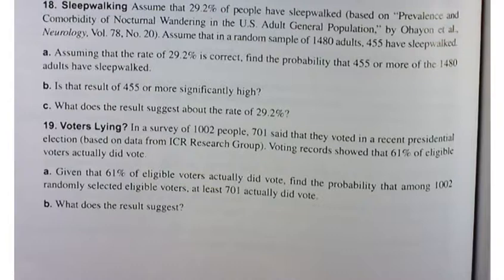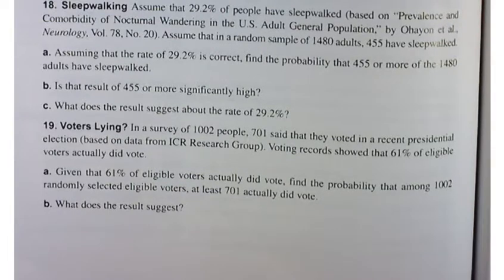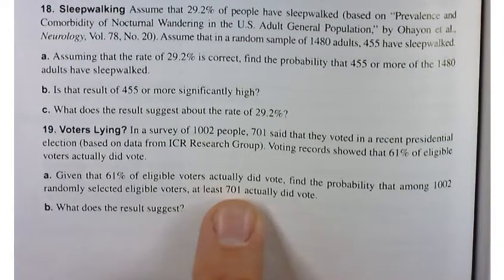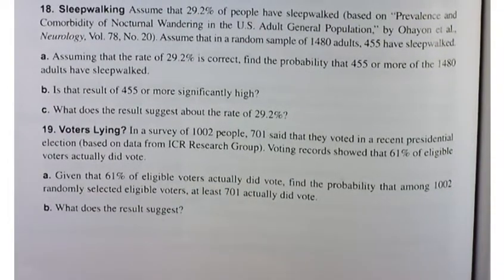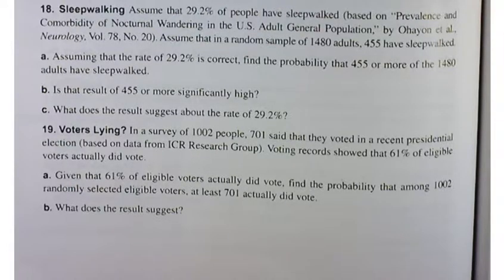Now, to actually calculate the probability that at least 701 actually did vote, you'd have to find the probability that 701 voted, plus the probability that 702 voted, plus the probability that 703, 4, 5, 6, all the way up to 1,002. That could take a while. That would kind of ruin your weekend if you had to do that by hand. Even doing it on Google Sheets would be a bit of a pain.